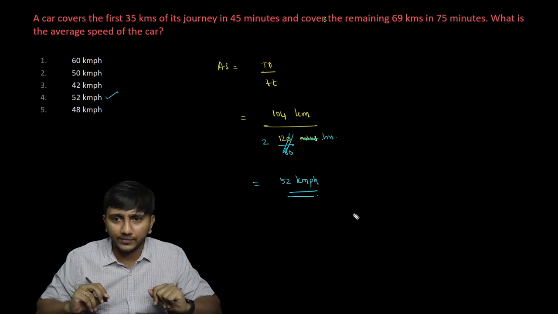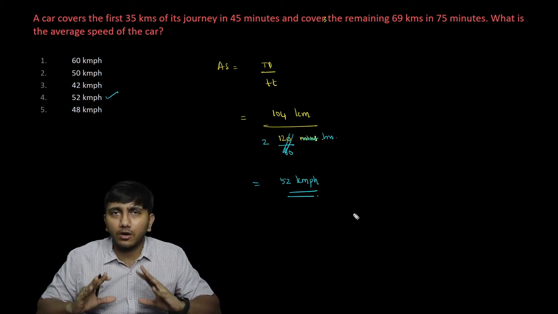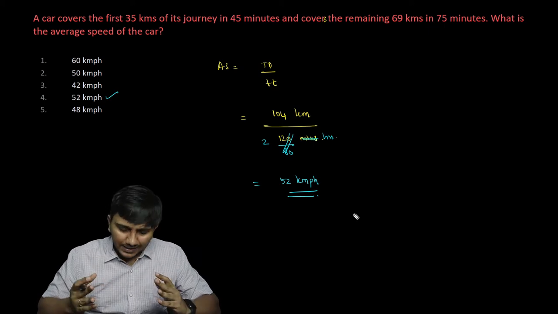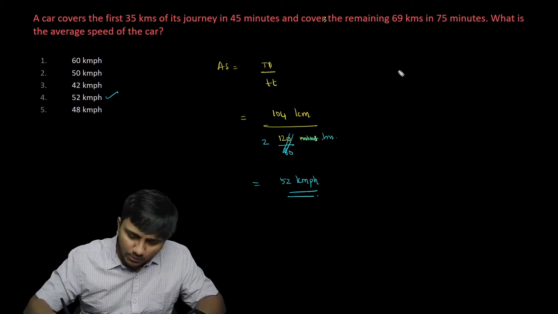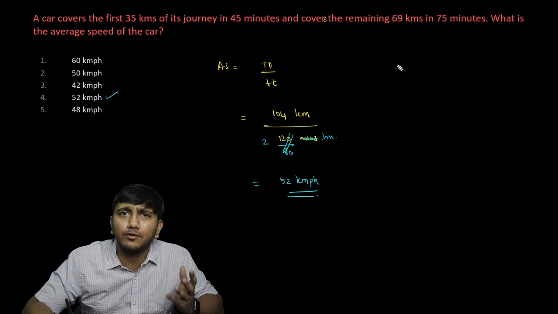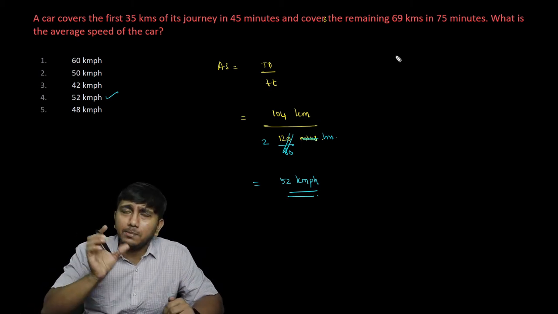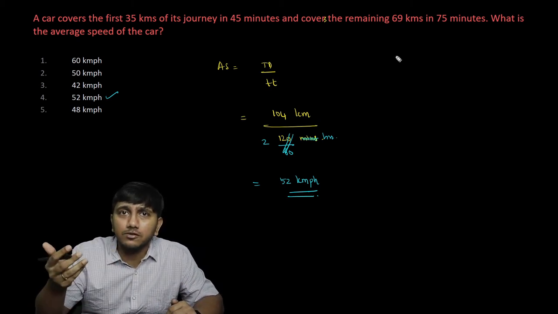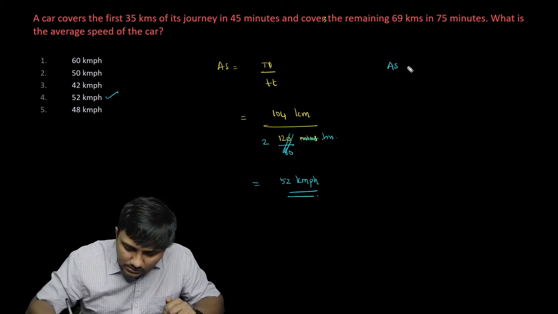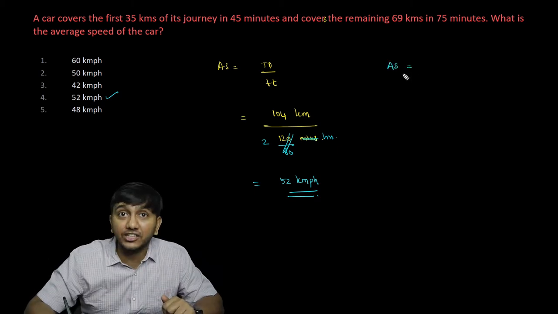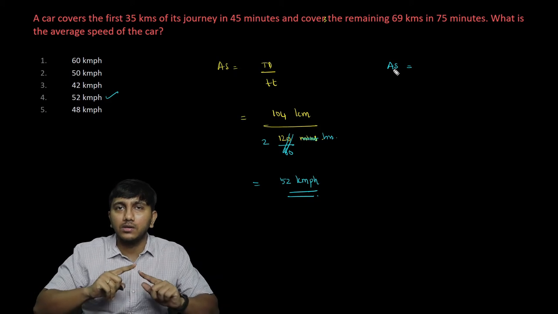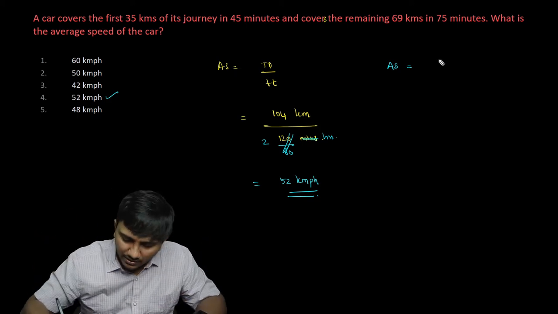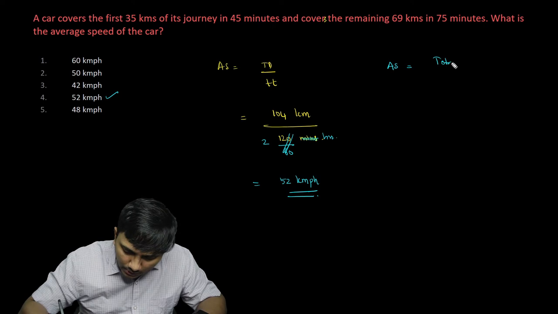I'll definitely do that. So if you haven't gone through the basics of time and distance, average speed is an important concept. How does speed work generally? Speed is equal to distance by time. But when you have multiple distances and multiple times involved, we discuss this concept called average speed, because you don't have one speed. You'll have to find out an average speed for the entire part of the journey. That is given by total distance covered by total time taken.